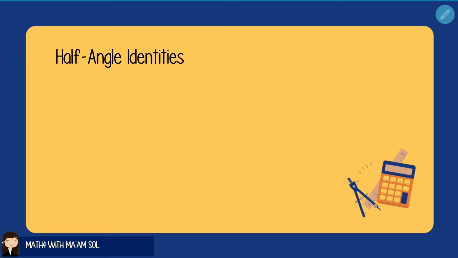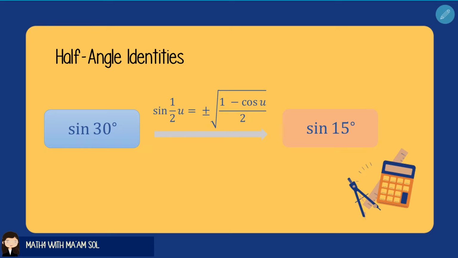So where do we really want to use these half-angle identities? Well, basically, it's like we don't know what sine of 15 degrees is, but we do know sine of 30 degrees. Since 15 is half of 30, there must be a way for us to get to sine 15 degrees from sine of 30 degrees. What is that way? That's to use our sine of the half-angle identity. So let's see how we can do that.